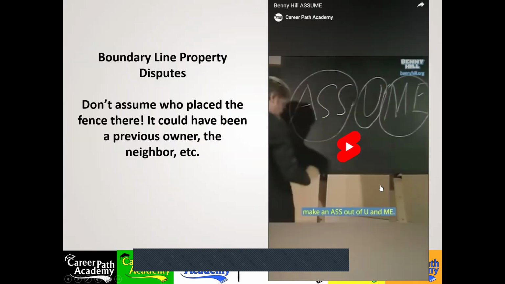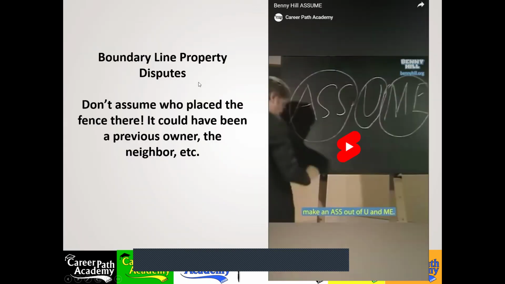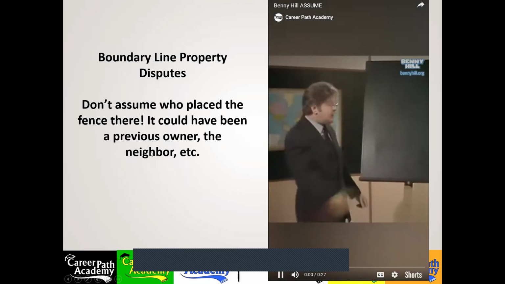Yes, got it. Thanks. And when I asked who put that fence there, and we made a couple of assumptions, maybe it was A, maybe it was B. Well, don't ever assume anything with boundary line disputes, because you know what happens when you assume?